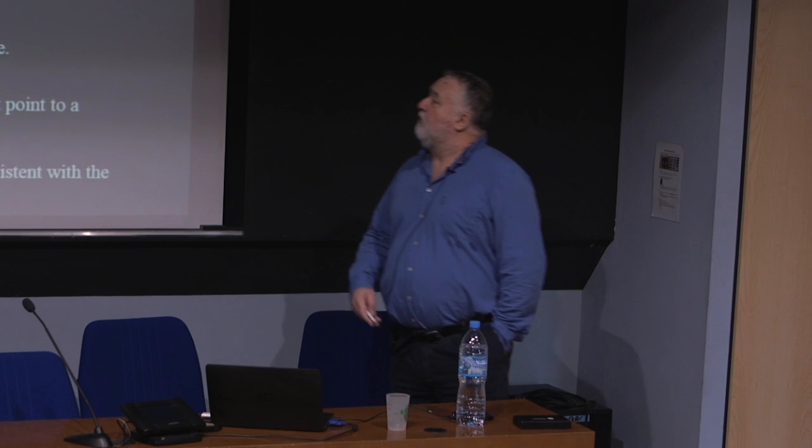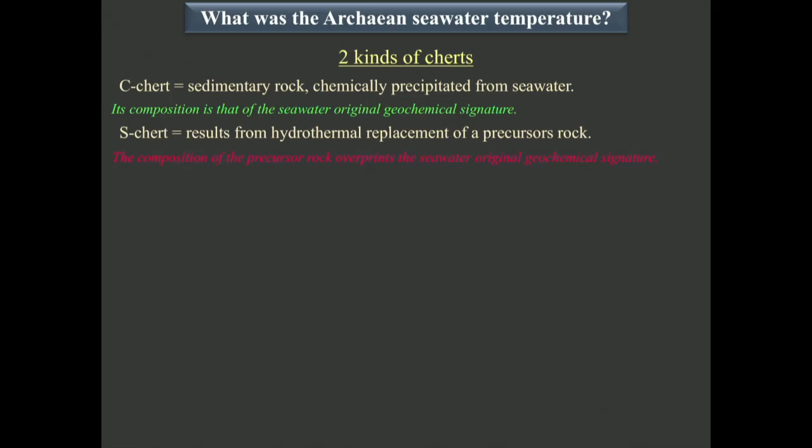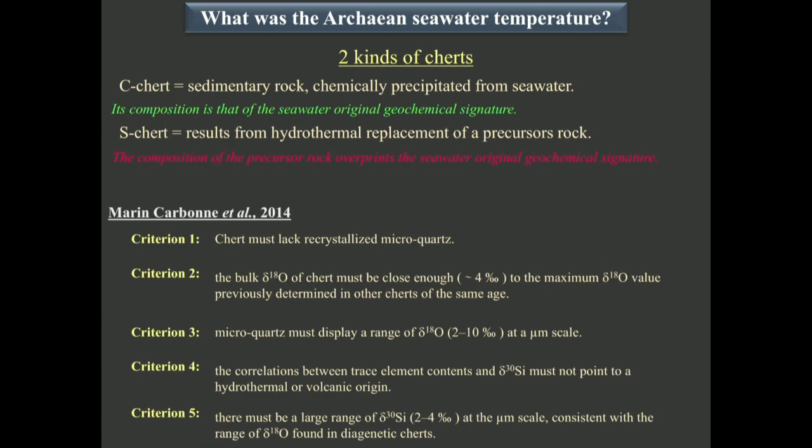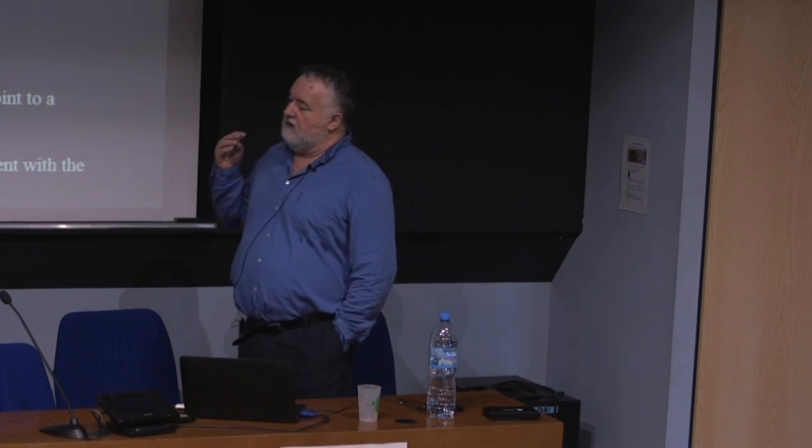So she proposed some criteria in order to distinguish between these two kinds of rocks. I will not detail this. But when we consider only the sea cherts, that means the cherts that are supposed to have precipitated directly from seawater, we have a temperature range between 37 and 52 degrees. So this is not 70 degrees, but this is quite warm too. So it seems that at the end of the Archean, the seawater was warmer than today.